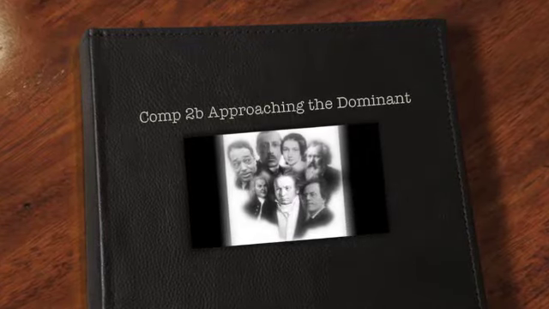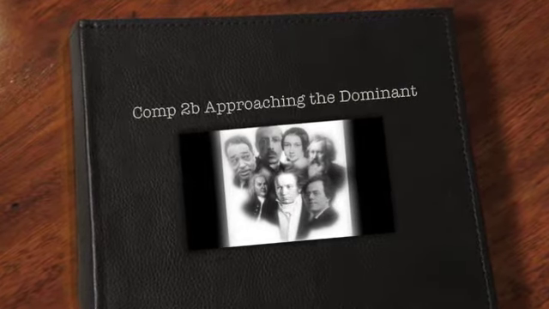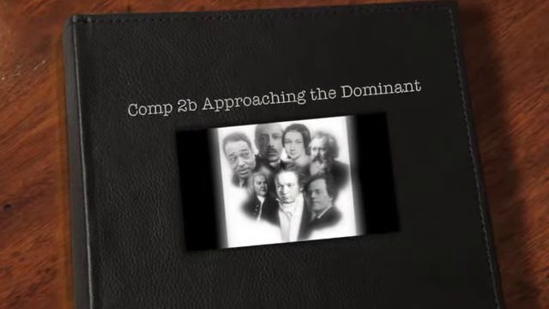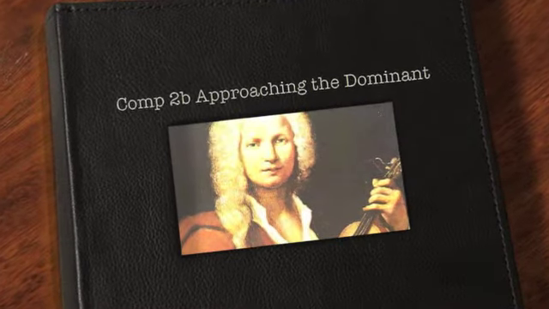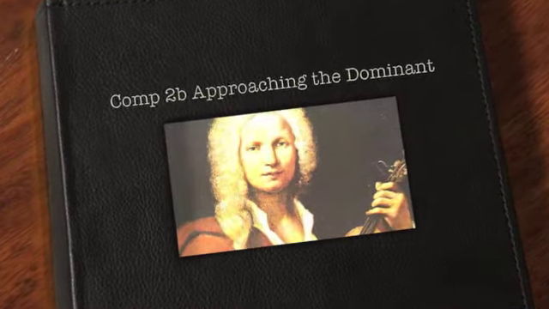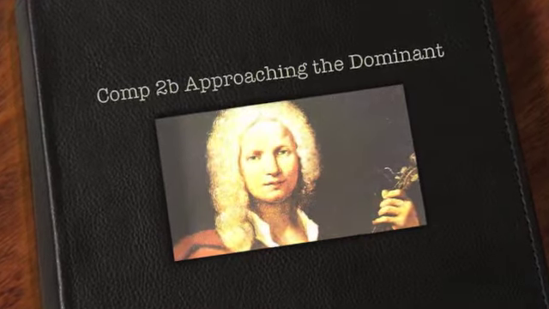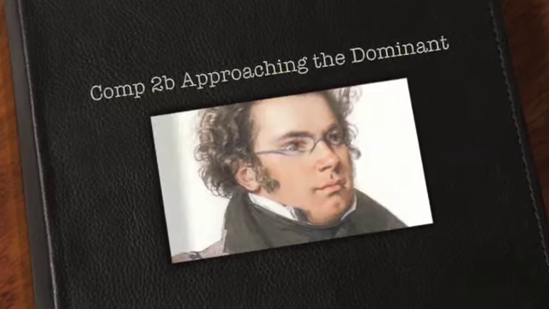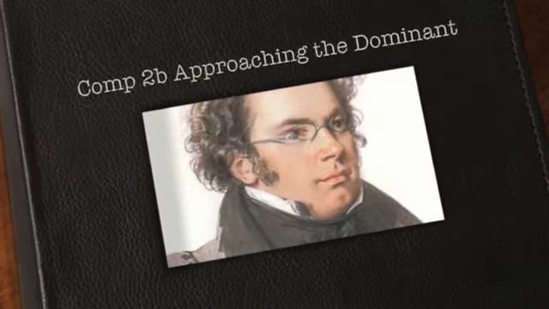Welcome to Composition 2B, Approaching the Dominant. In our first lesson, we talked about how to end a musical phrase when we end up on the tonic, how to approach the tonic. Well, now we're going to add another element to our melody. It's called the dominant. In our world, the dominant is going to be the note A. A is the fifth note of the D Dorian mode, which is the mode we're going to be using.